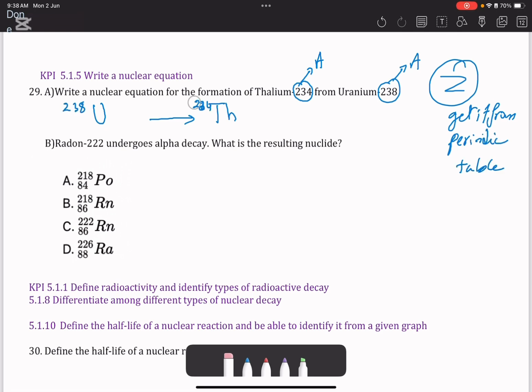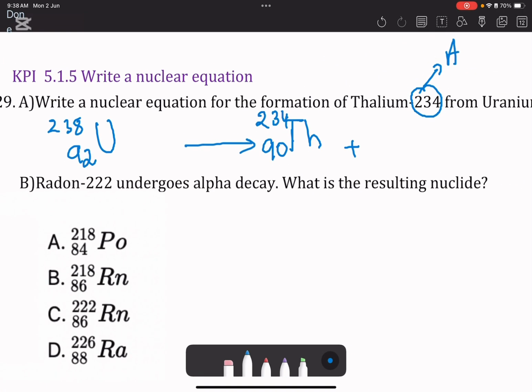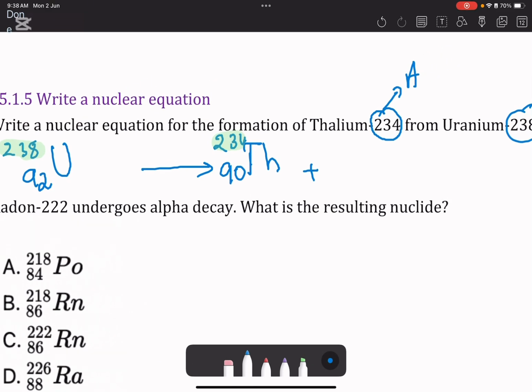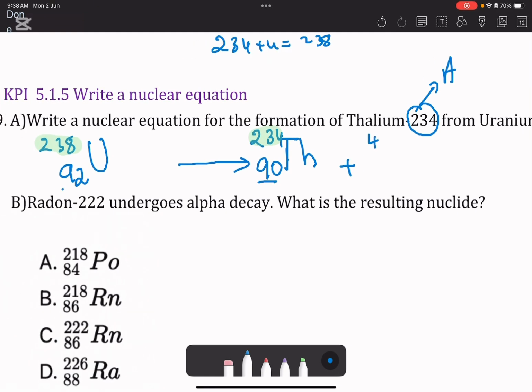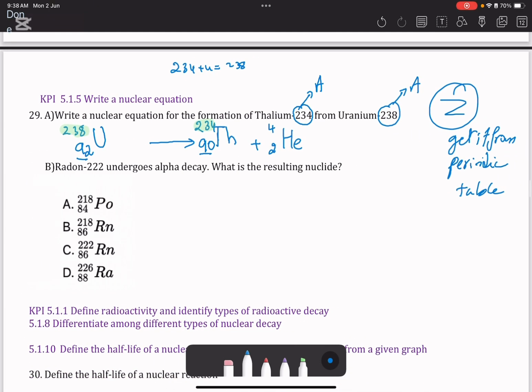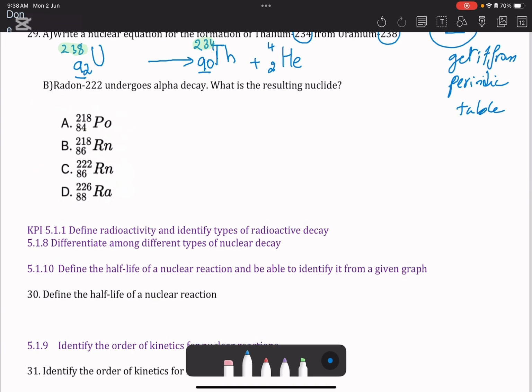Now I'm going to use my periodic table. What is the atomic number of uranium? It is 92, and the atomic number of thallium is 90. Now look at this one: 234 and this is 238. What is missing over here? 4 is missing, because 234 plus 4 equals 238. And 90 plus what is 92? 90 plus 2. 4 and 2 are the mass number and atomic number of alpha.